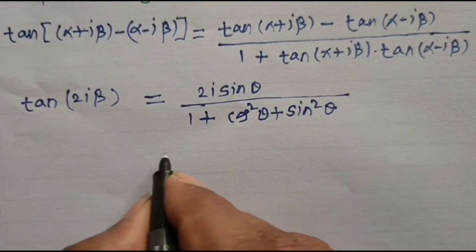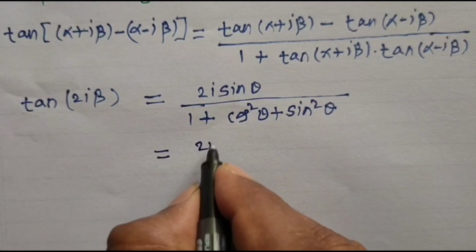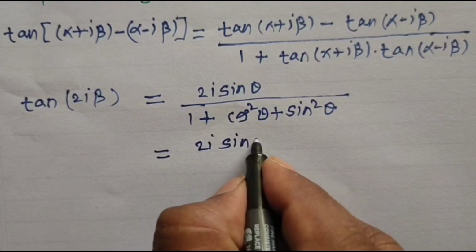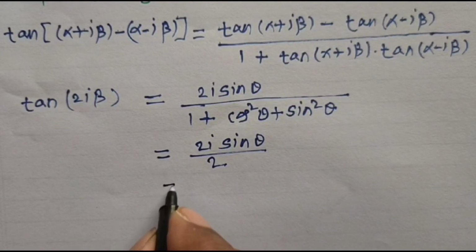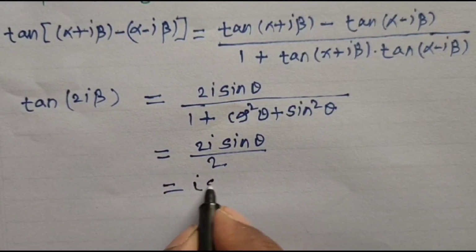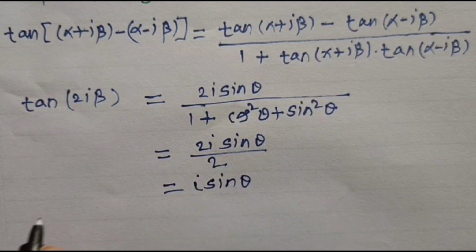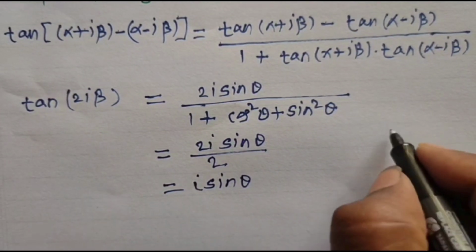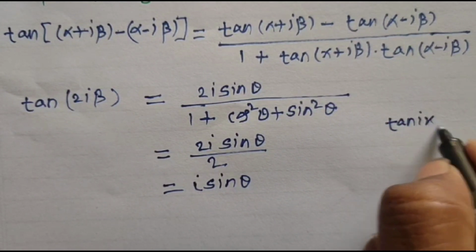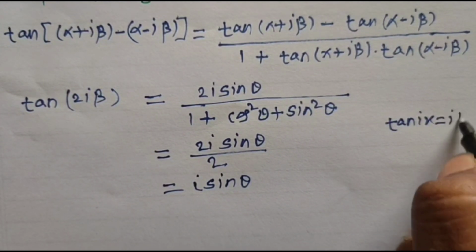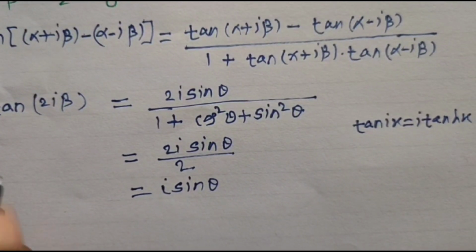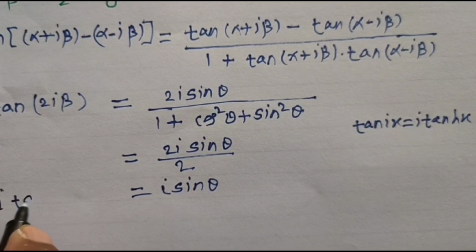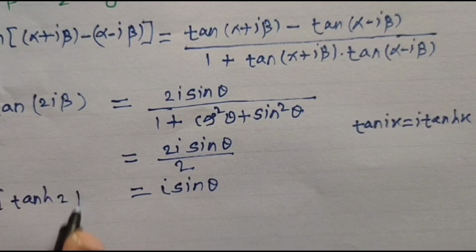So tan 2i beta is equal to 2i sin theta divided by 1 plus 1, 2. 2 gets cancelled. i sin theta is equal to tan of 2i beta. But you know, tan ix is equal to i into hyperbolic tan x. Now, using this result, this can be written as i into hyperbolic tan 2 beta. Now, i gets cancelled.